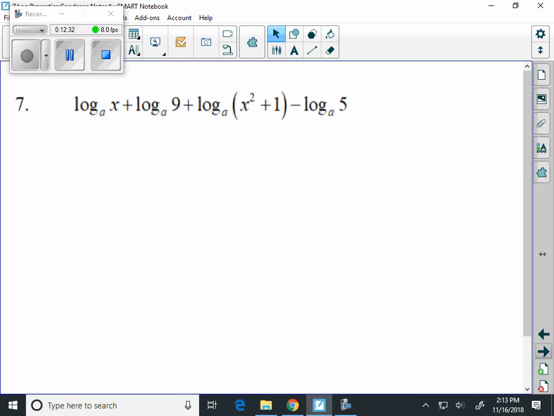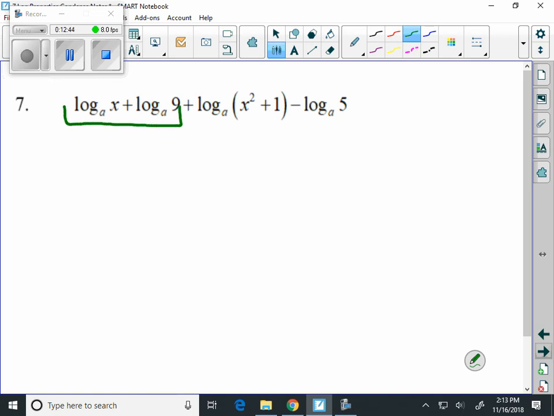Number 7. Once again, I will probably do this the long way. As we look at this, I'm going to condense the first two. We get log base a of x times 9, which I'm going to write as 9x.